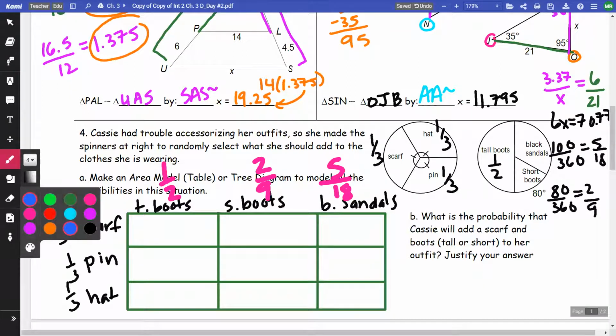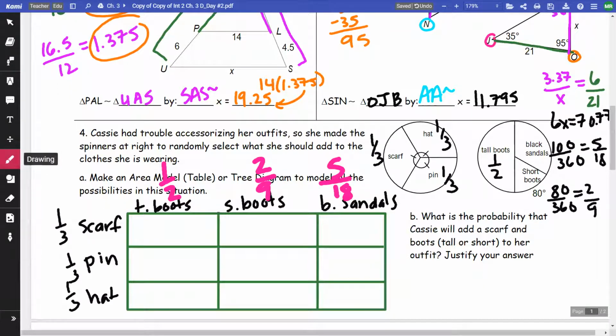So when I'm multiplying all these together, all of these rows are going to be the same because each of the scarf, pin, and hat were all 1/3. So this is going to be a 1/6. This is going to be a 2/27. This is going to be 5, and 18 times 3. I'm going to get a 5/54.